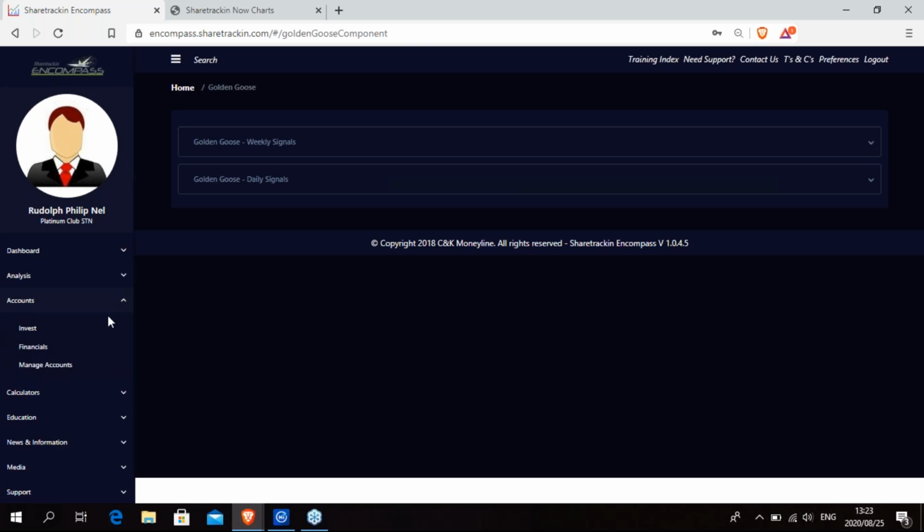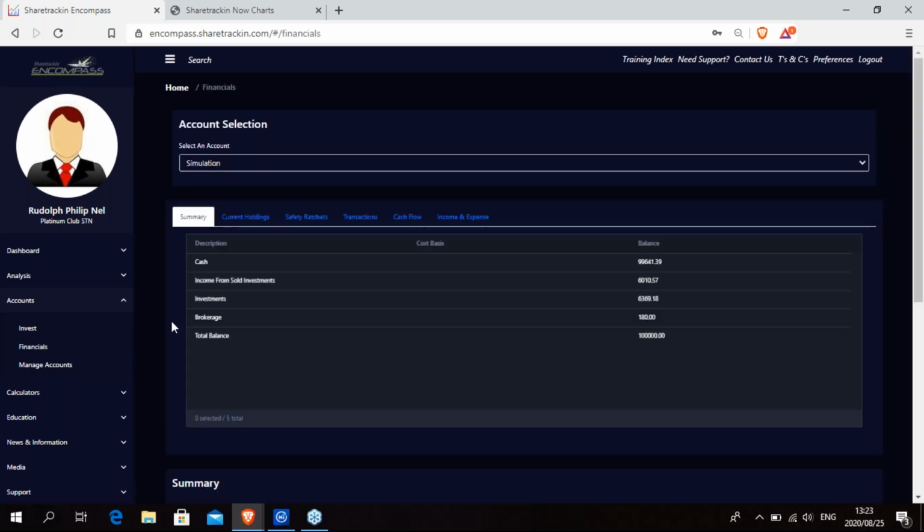Underneath that, you get your accounts. So right from here, you can go and invest. You can go and buy your shares. But there's an easier method that we will show you in the next session. Financials will basically show you everything that you've bought and sold so far on your simulation. So it will give you a summary of what's happening on your account.